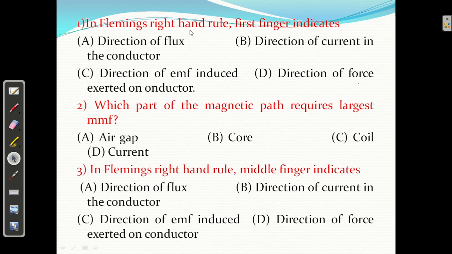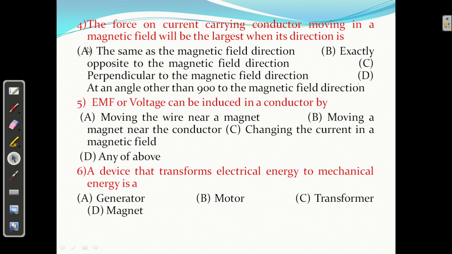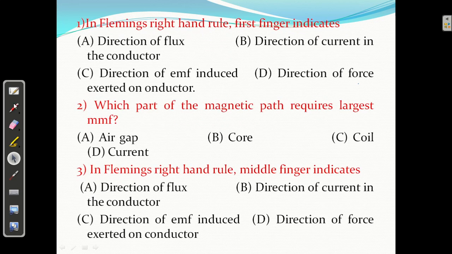So what is Fleming's left hand rule? You keep your left hand in such a way that the first finger indicates the field, the second finger indicates the direction of current, and the thumb shows the direction of motion. So in Fleming's left hand rule, the first finger indicates what? The field. Direction of field. A is the correct answer, right?